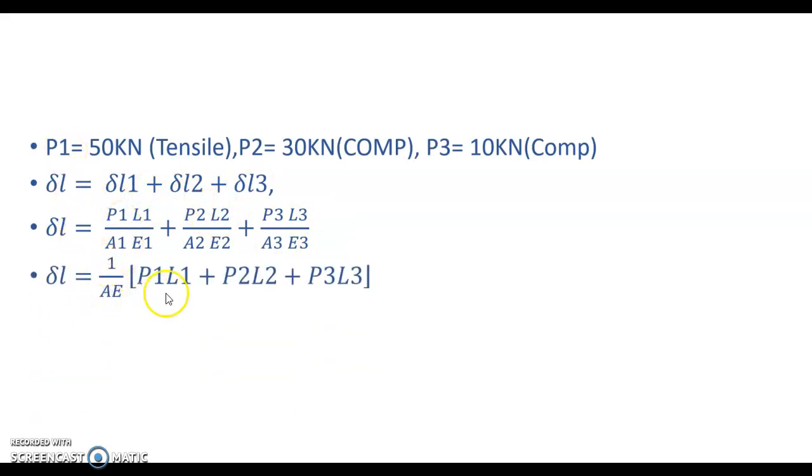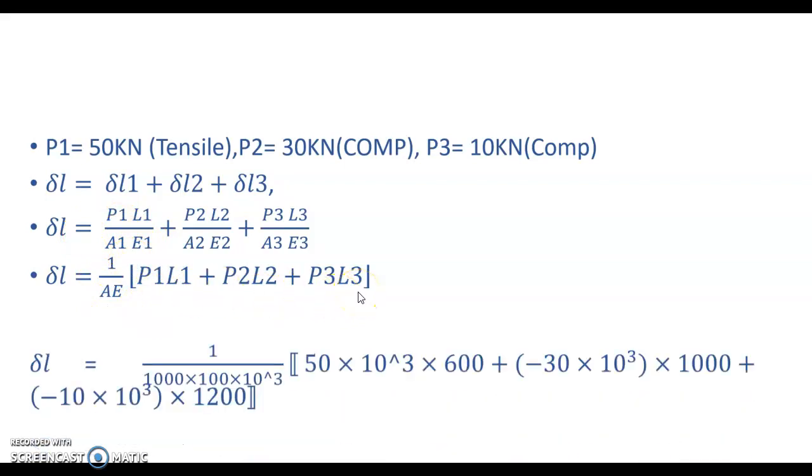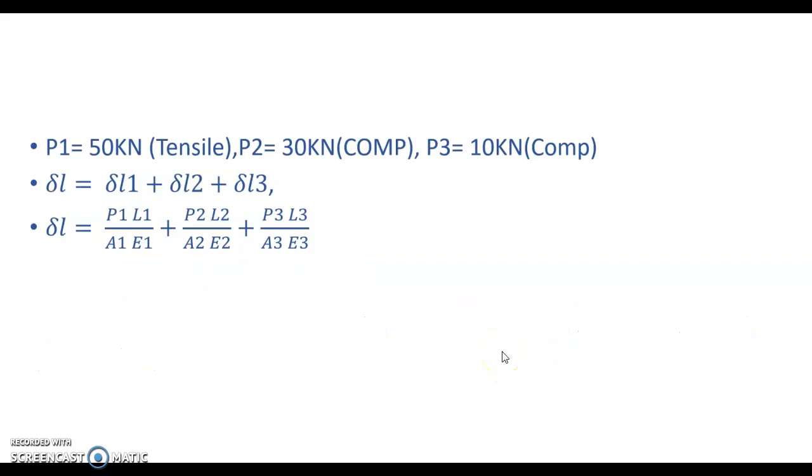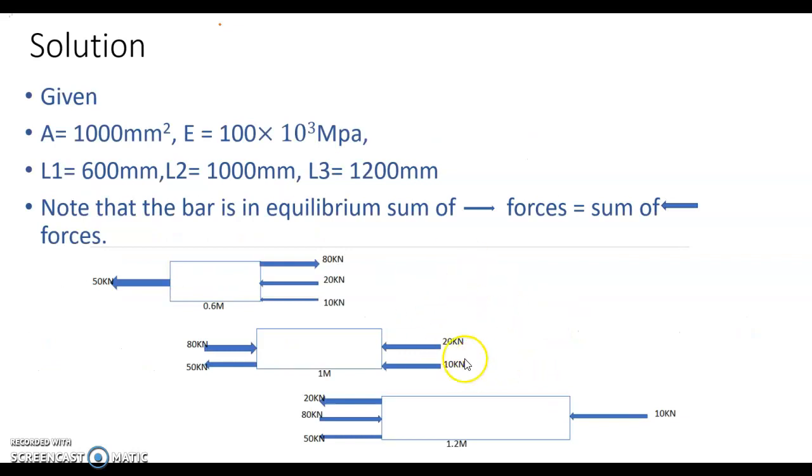Yes, 1 upon AE gets common. So in bracket P1 L1 plus P2 L2 plus P3 L3. So delta L is equal to 1 upon 1000 into 100 into 10 to the power 3. So we'll get in bracket 50 into 10 to the power 3 into 600 plus minus 30. Why minus? Because it is in compression. So it is a compressive force. So definitely you need to take minus over here. So that's why it takes minus here. Okay, remember this please, because the answer we will get over here is a minus answer.